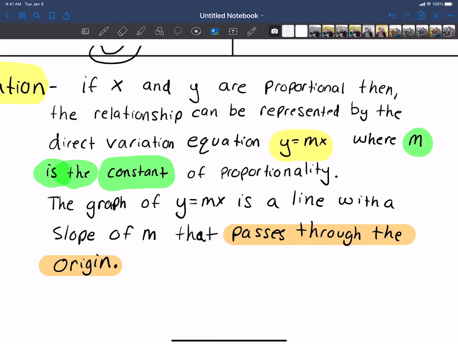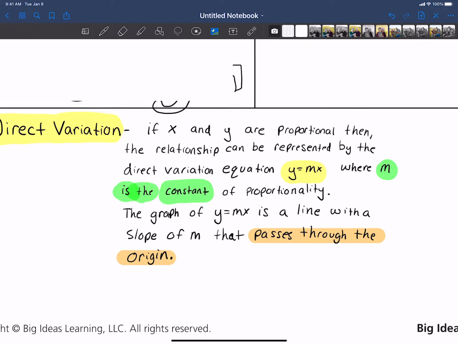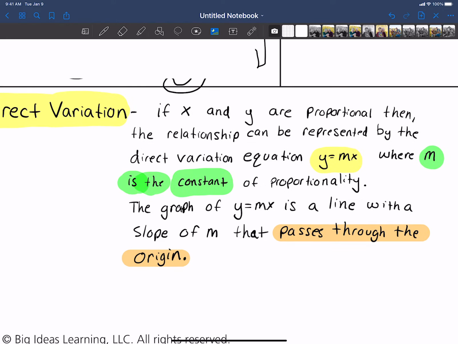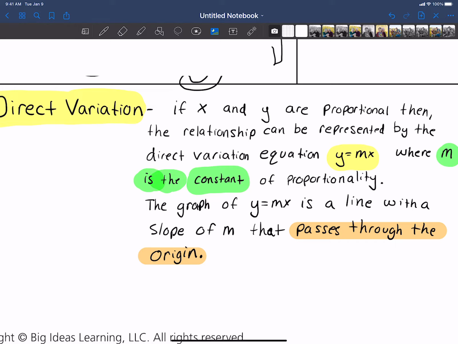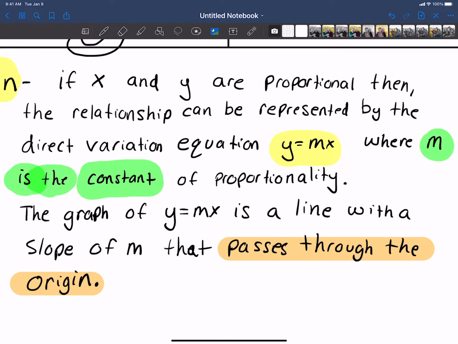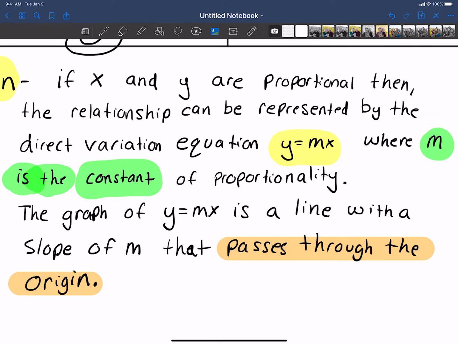So. Direct variation, like the word, is yellow, and then y equals mx is also yellow. Then I've got m is the constant. That's green. And then I've got passes through the origin is orange.